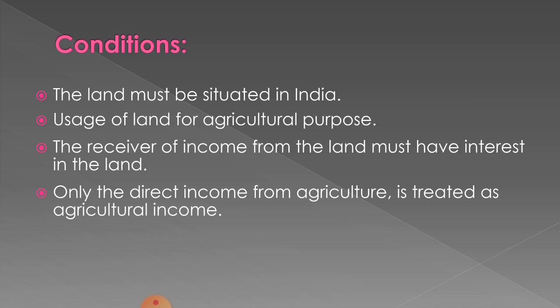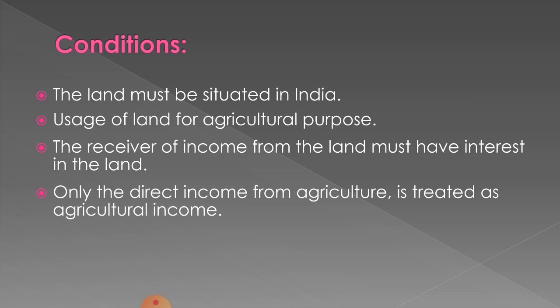There are some conditions to be satisfied to consider the income as agricultural income. Such conditions are as follows. First one, the land must be situated in India. If the land is situated outside India, the income from such land will not be treated as agricultural income. So, the land must be situated in India.